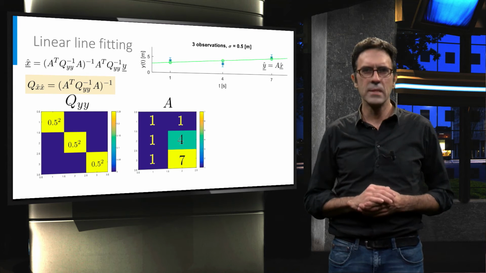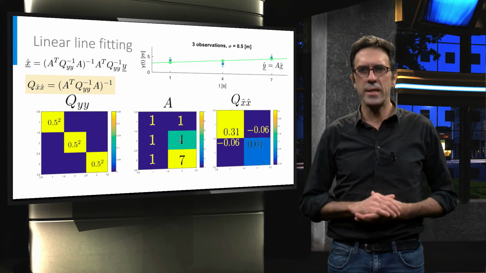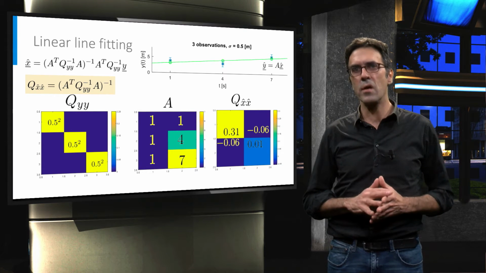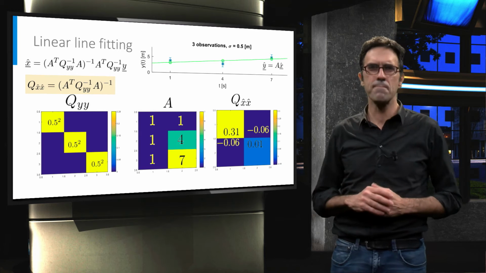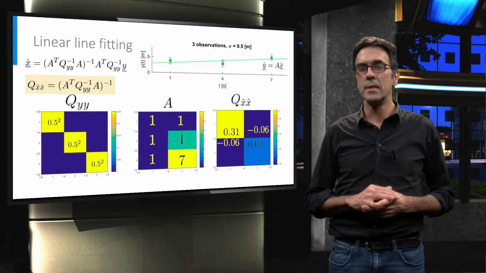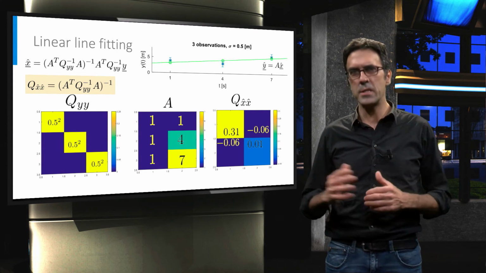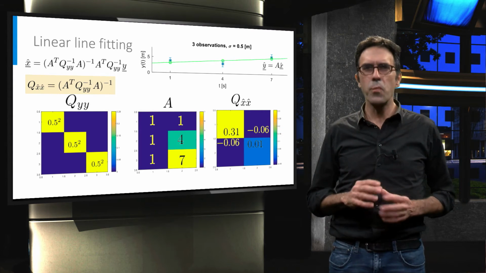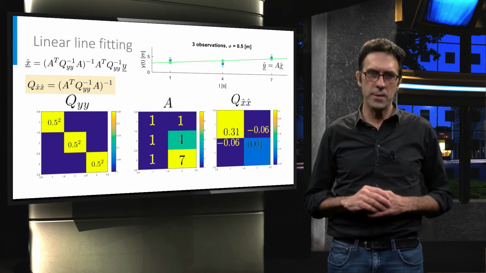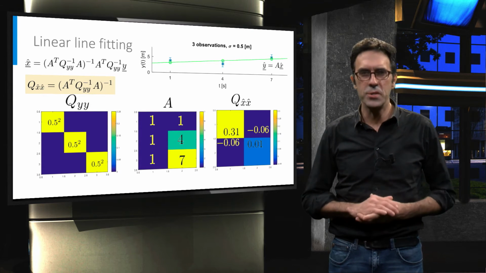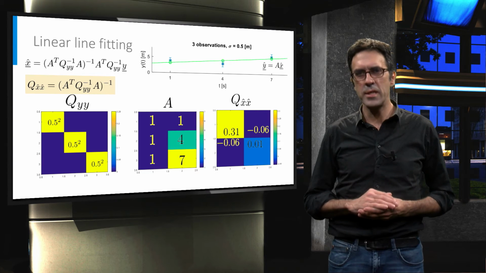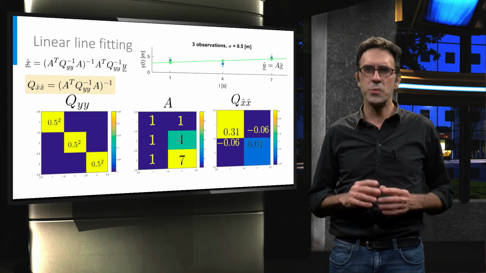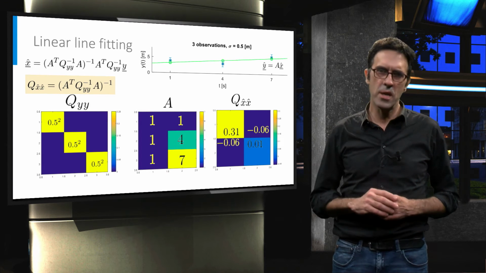And the Qx hat covariance matrix tells us that the precision, or the variance, of the offset of the line is 0.31. This is meters squared. That is a standard deviation of 56 centimeters. The variance of the velocity is 0.01 meters squared. Meter per year squared, I should say. That's a standard deviation of 10 centimeters per year. There is a covariance between both terms, which means that the offset and the velocity are not independent.